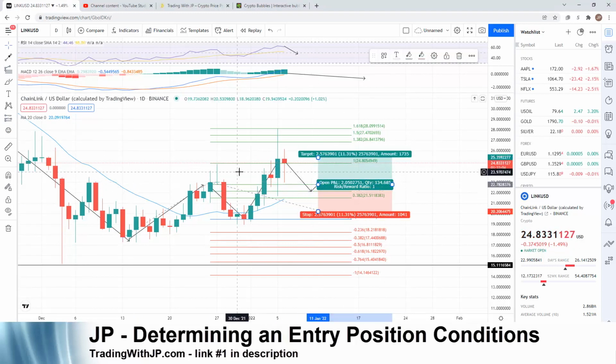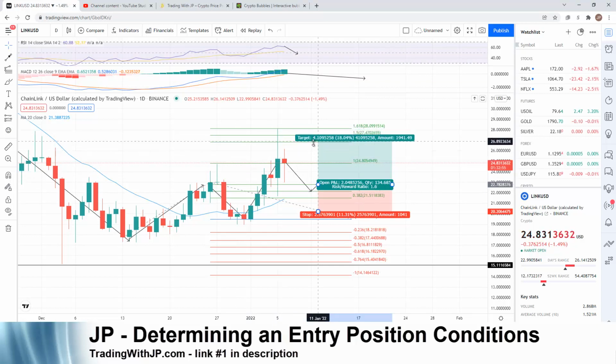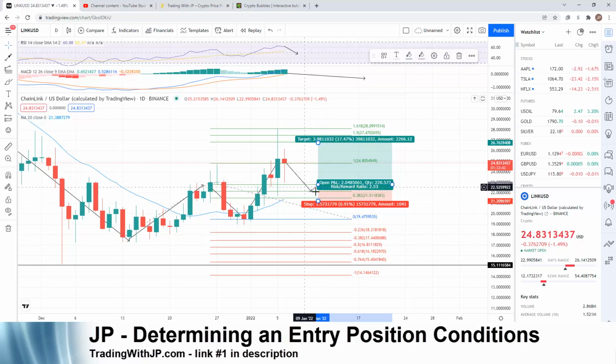And I'm going to go up, probably to this next line of support, this 26 level here. I'm going to go just a little bit under the previous line of support or resistance. So it's roughly a 2.5 risk to reward ratio.